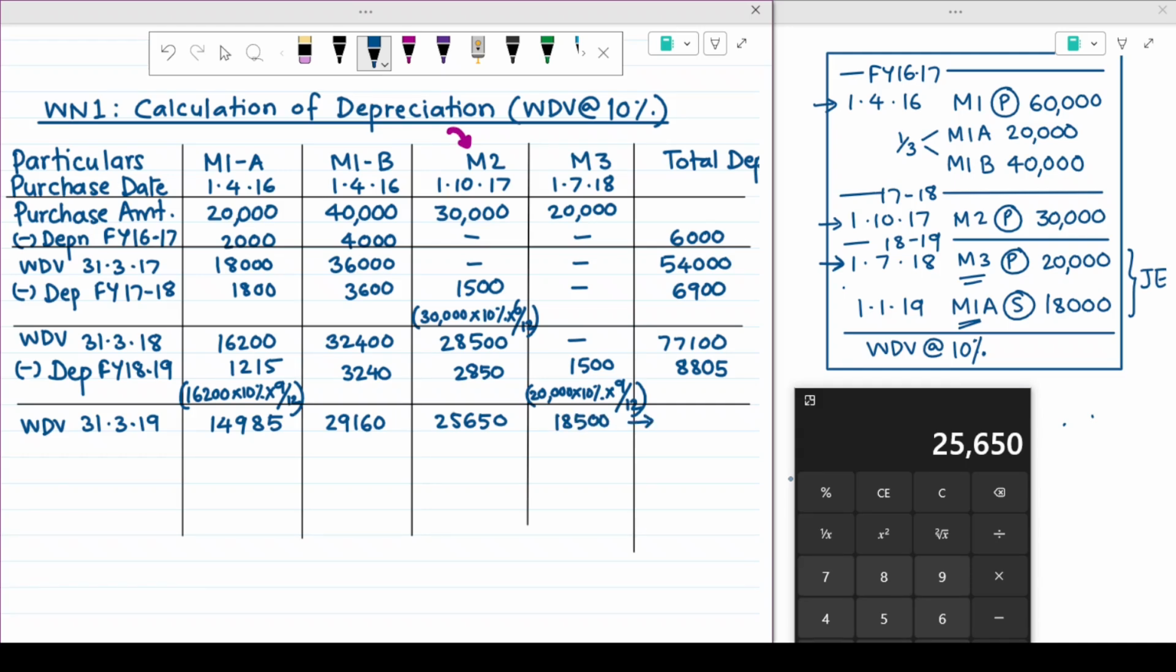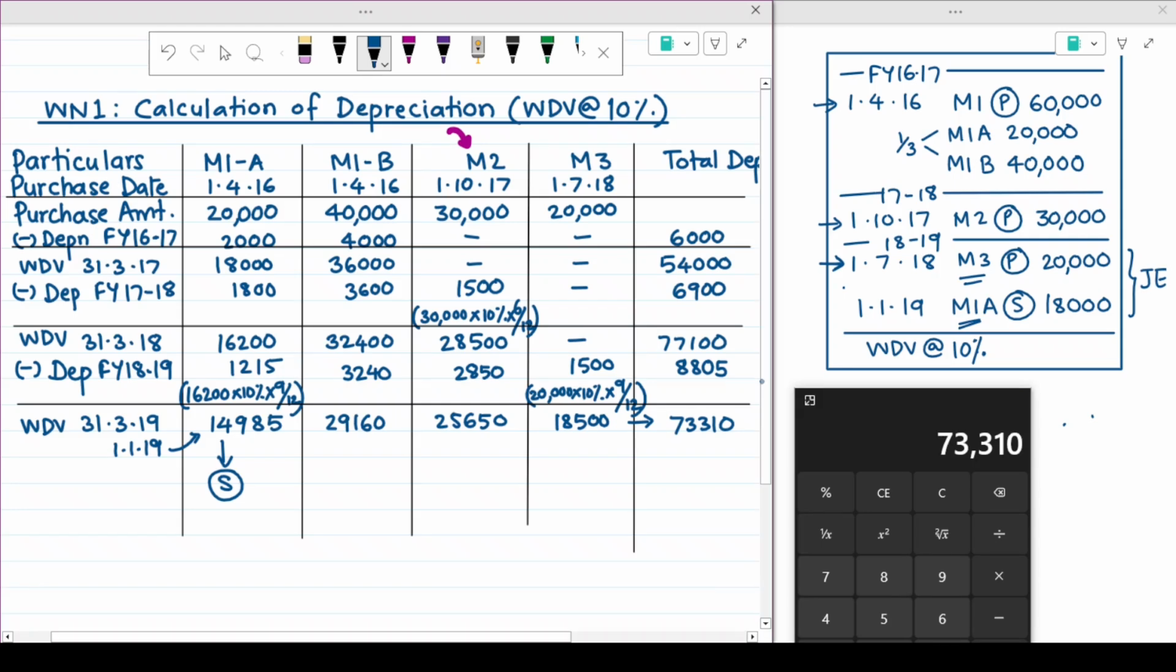So this WDV total will be 25,650 plus 18,500 plus 29,160, that is 73,310. In this amount, we have not included this value. Why? Because we are going to sell this off, right? So this amount will not be there at the year end in the WDV value. This WDV is as on 1st Jan 2019, that is the sale date of machinery 1.